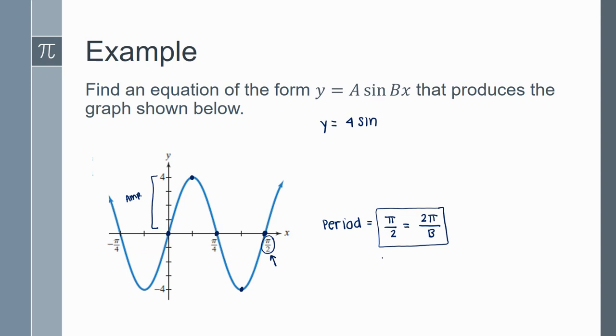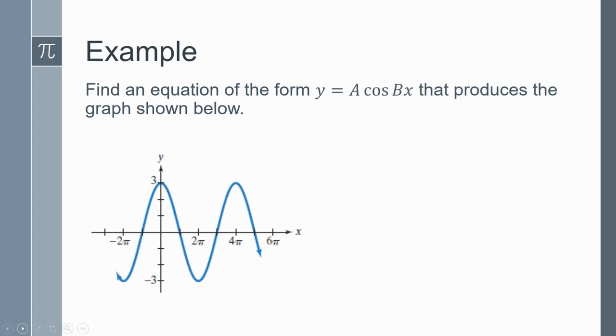So when I cross multiply, I get b times pi, and that's going to equal 4 times pi. So to get b by itself, I'm going to divide both sides by pi. And so look at that. My b value is going to be 4. So that's the number that I'm going to put into this as well. So it looks like this graph comes from the equation y equals 4 times the sine of 4x.